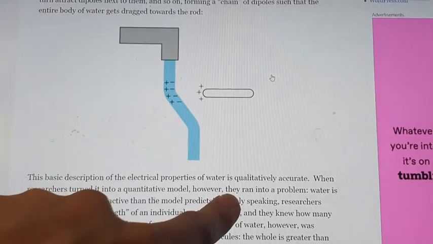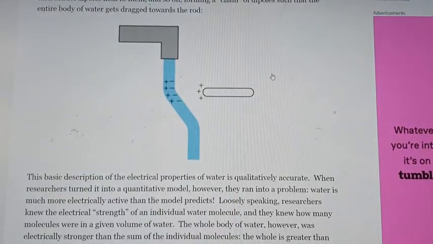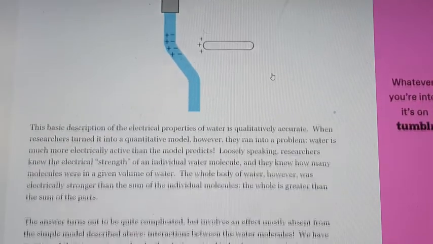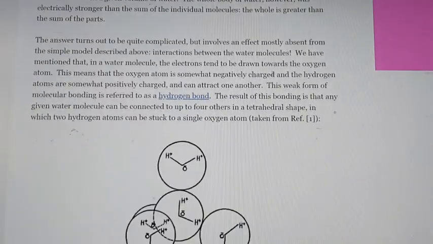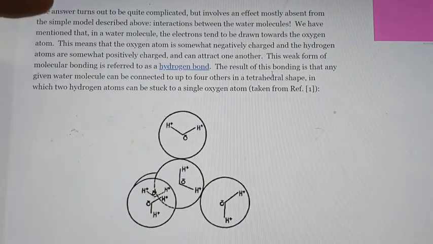However, they ran into a problem. Water is much more electrically active than the model predicts. Now, let's just go straight to the answer. So, the answer turns out to be quite complicated, but involves an effect mostly absent from the simple model described above: interactions between water molecules. So we have mentioned that in the water molecules, the electrons tend to be drawn towards the oxygen.